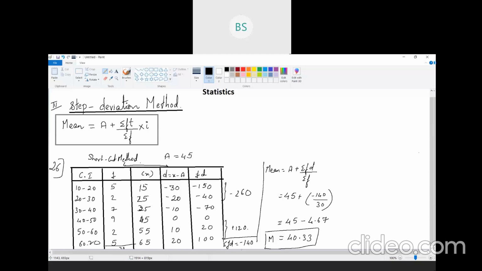So any doubt in this lesson? All the three methods to calculate mean? Fine. Then next week we will start with lesson number 26, that is calculating median and mode. Then I'll end the class over here.